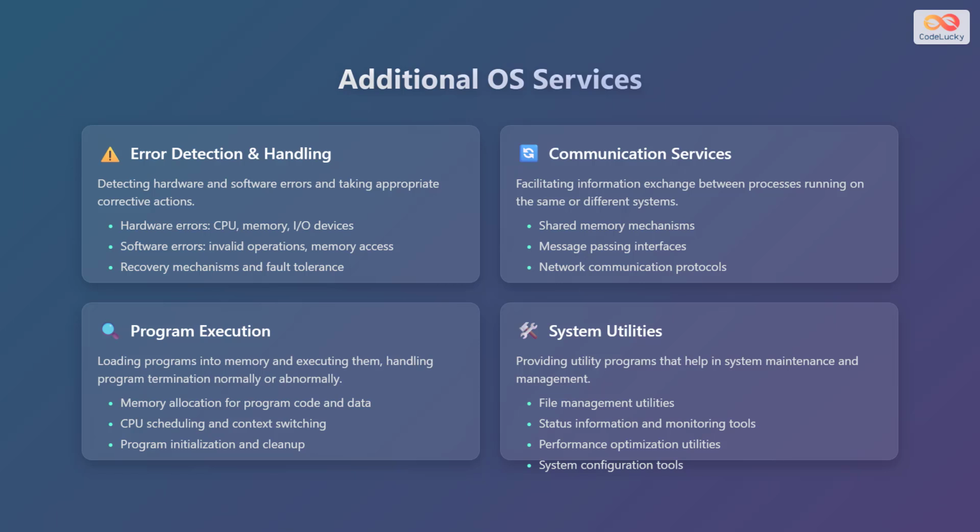Third, program execution. It loads programs into memory and executes them, handling program termination normally or abnormally. This involves memory allocation for program code and data, central processing unit scheduling and context switching, and program initialization and cleanup. Fourth, system utilities. It provides utility programs that help in system maintenance and management. This includes file management utilities, status information and monitoring tools, performance optimization utilities, and system configuration tools.